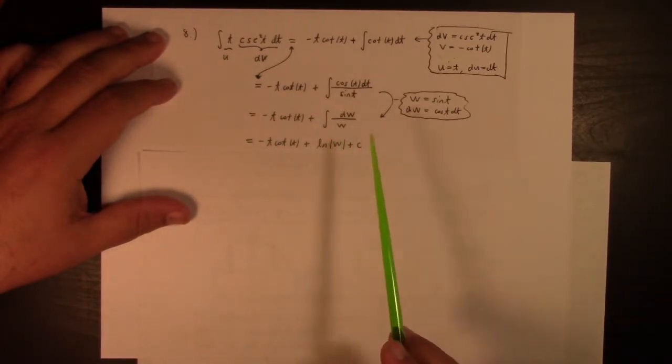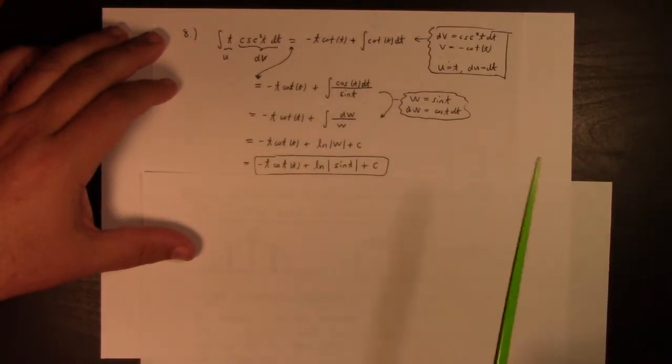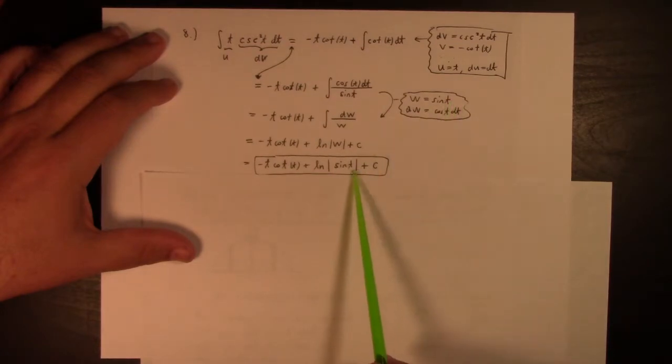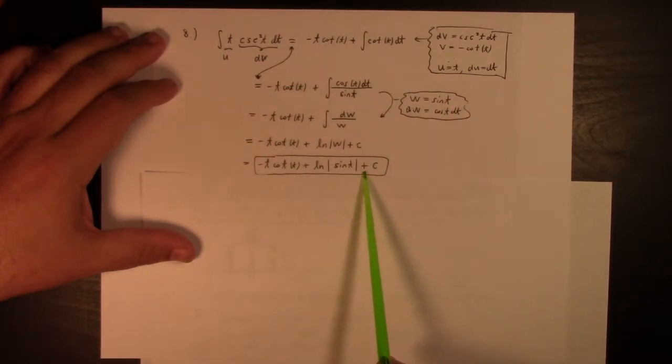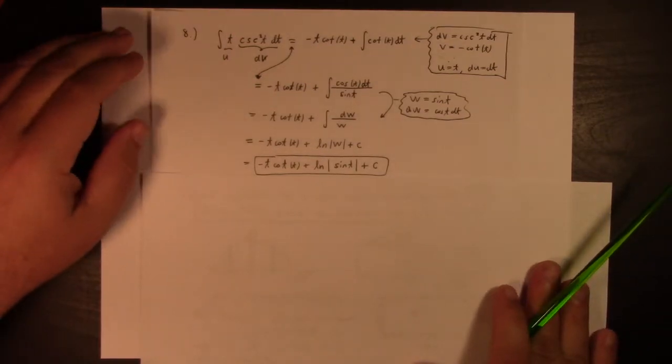Those absolute values are important. Leaving them off will get you into trouble. And so we get minus t cotangent t, put back in w is sine t, natural log of the absolute value of sine t plus a constant. And there you go.